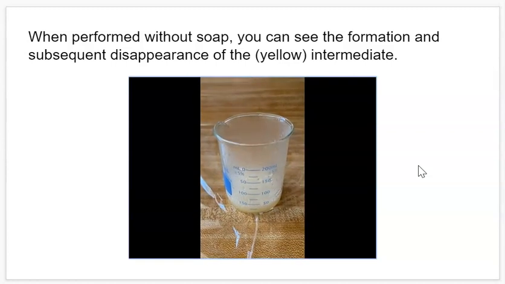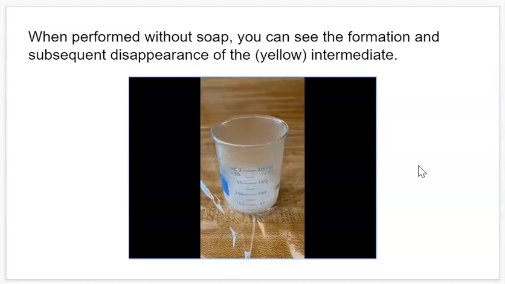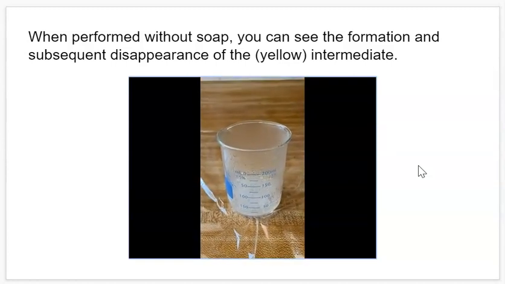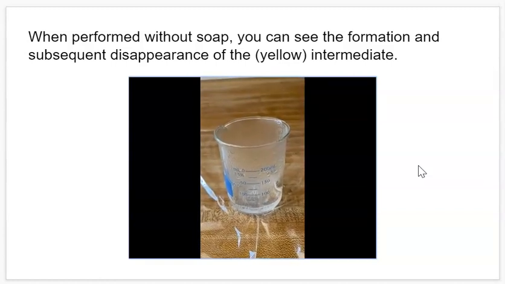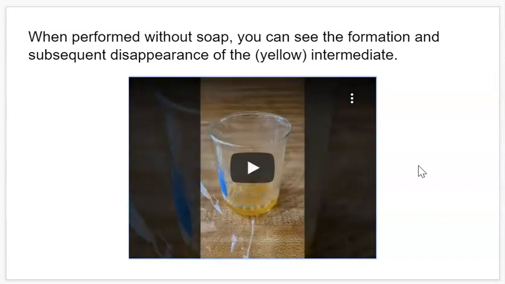And you can see over time that that yellow starts to fade. And at the end, we end up with a clear solution. And that is sort of an indication that we had an intermediate form that had a different oxidation state of iodine and therefore a different color. And then that intermediate was consumed at the end because that yellow color was produced and then it went away at the end.